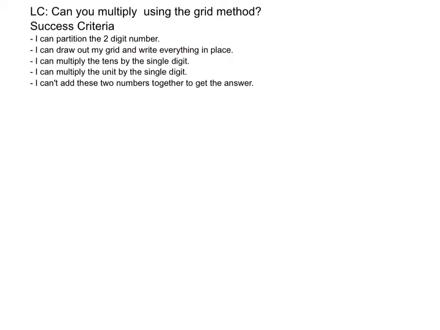We then need to multiply our tens by the single digit, and then we need to multiply the unit we got when we partitioned by the single digit. We then need to add those two numbers together. Okay, let's have a look about how to do that.